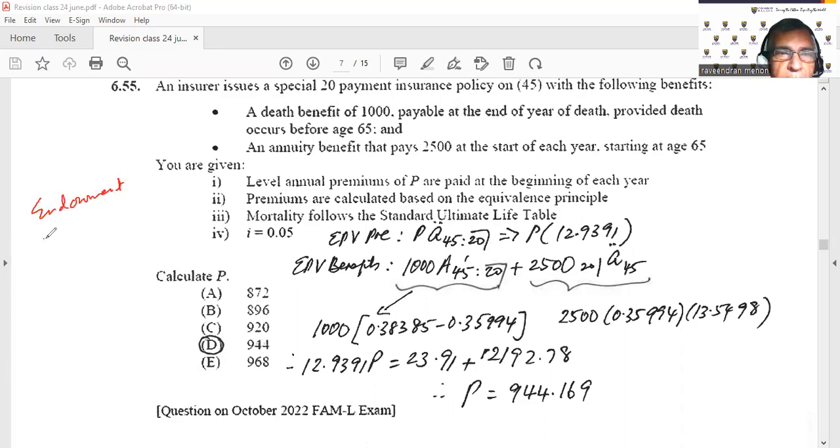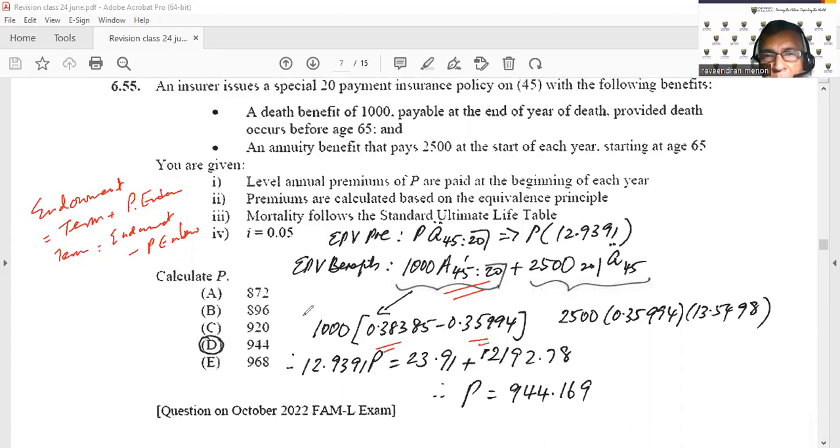Okay. Endowment is your term plus pure endowment, right? So your term will be endowment minus your pure endowment. So this is your term thingy. So go and look up your tables to get your endowment value minus your pure endowment, right? Pure endowment is easy, which is VN NPX, or we've got NEX, right? These are all available in the tables.